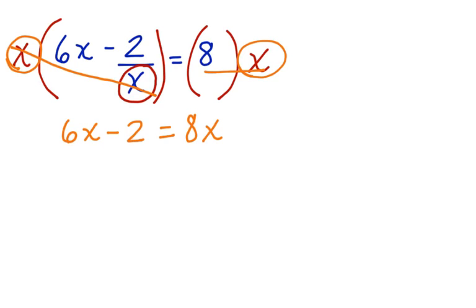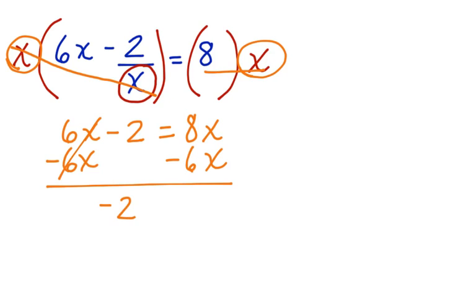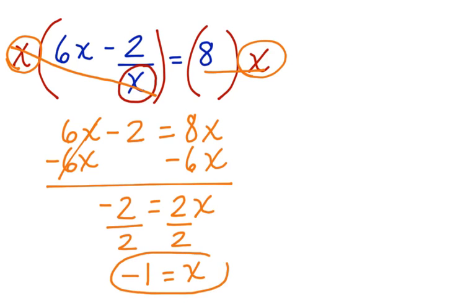We want to solve for x. We're going to solve this just like we would any other equation. We take 6x from both sides. These cancel, leaves us with a negative 2 on the left side of the equation. 8x minus 6x gives us 2x. Now we can divide both sides by 2, and we have negative 1 is equal to x. And this is our answer.